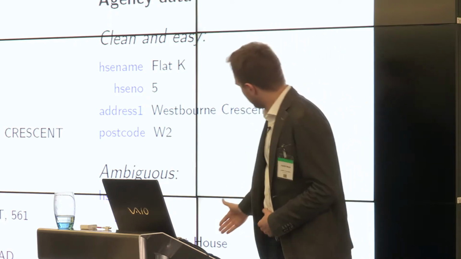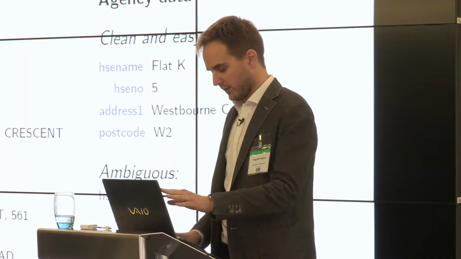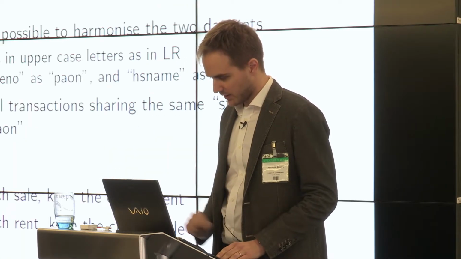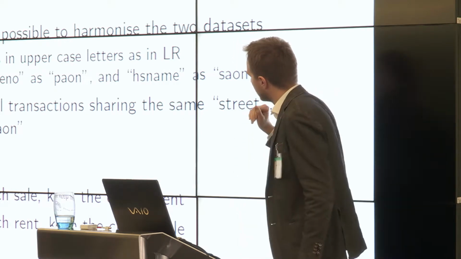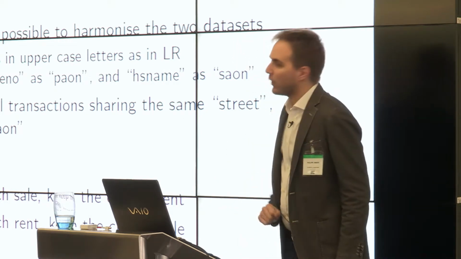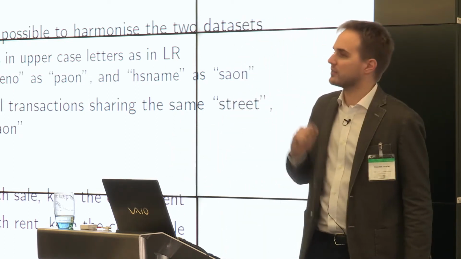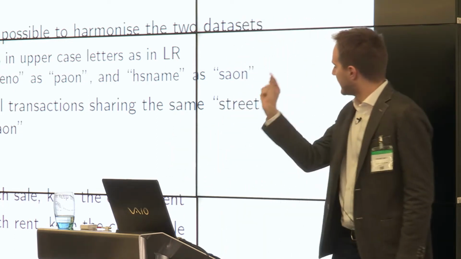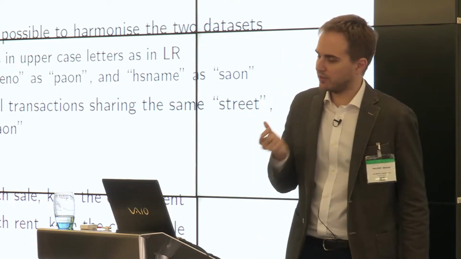This Rupert House is probably the name of the building, not the address, and so there is some manual work involved in the matching. But once the matching is done, what I do is, clearly, since there are repeat sales and repeat rents on the same property, for each sale I keep only the closest rent, and for each rental contract I keep only the closest sale.